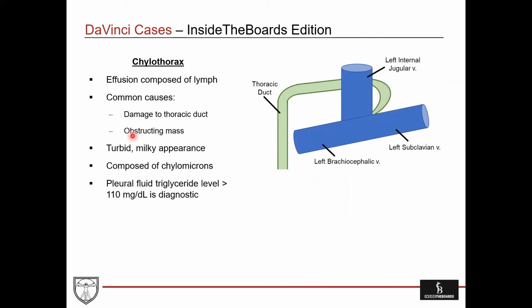Is very common. You can actually have a mass that obstructs it and so blocks it off as well. This is going to be a much more turbid or milky appearance because it's essentially spilling lymph fluid into the pleural space. It's composed of chylomicrons, and then the pleural fluid analysis is going to show a significant triglyceride level of greater than 110 milligrams per deciliter.